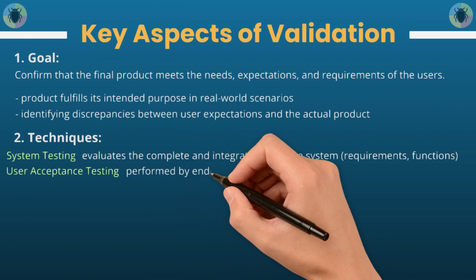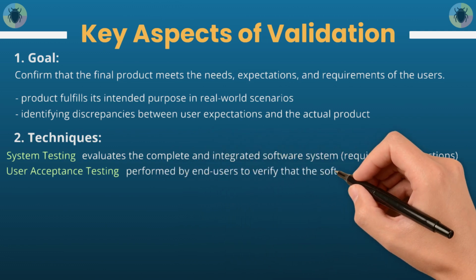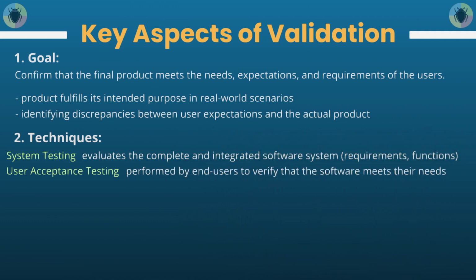User acceptance testing, UAT. UAT is performed by end users to verify that the software meets their needs and requirements. During UAT, users test the product in real-world scenarios to ensure it performs as expected and that it is intuitive and user-friendly. Feedback from UAT can lead to final adjustments before the product is released.